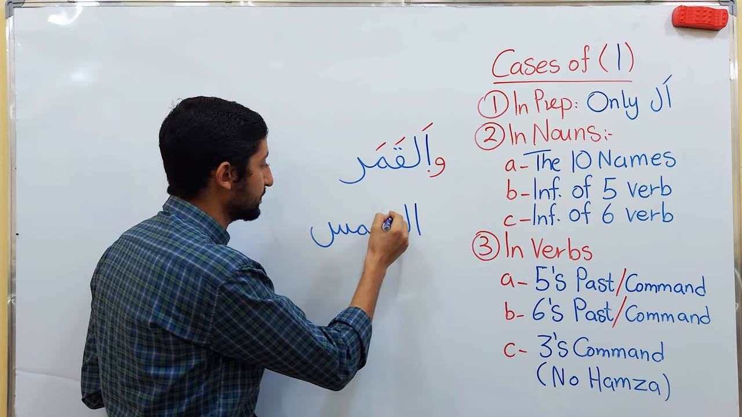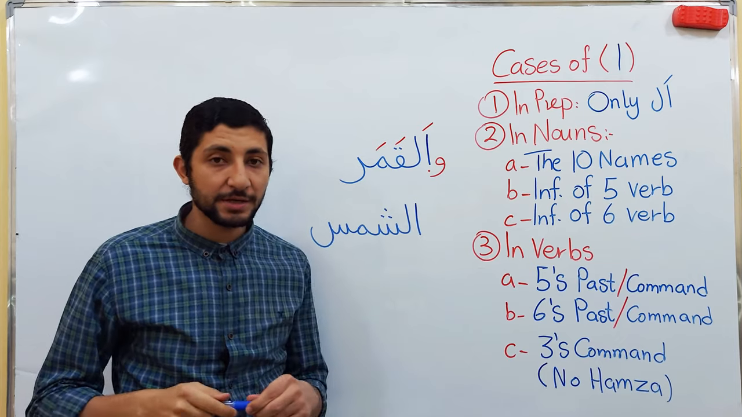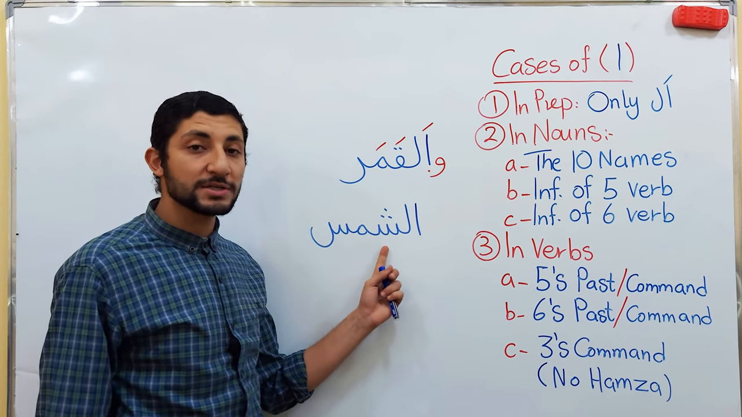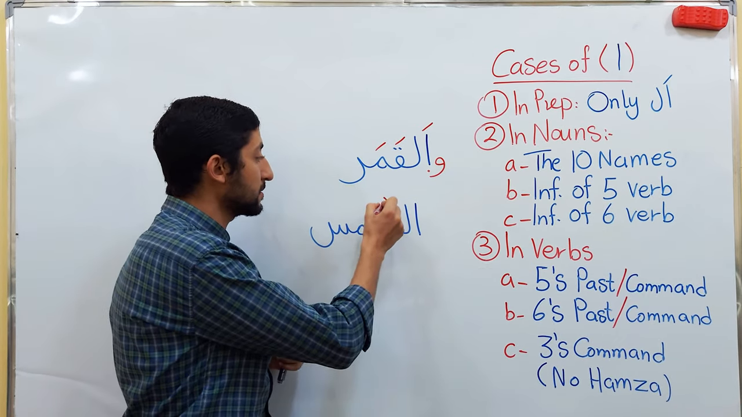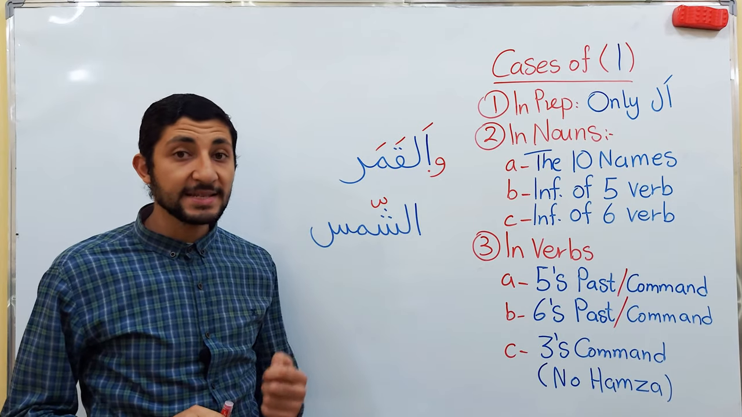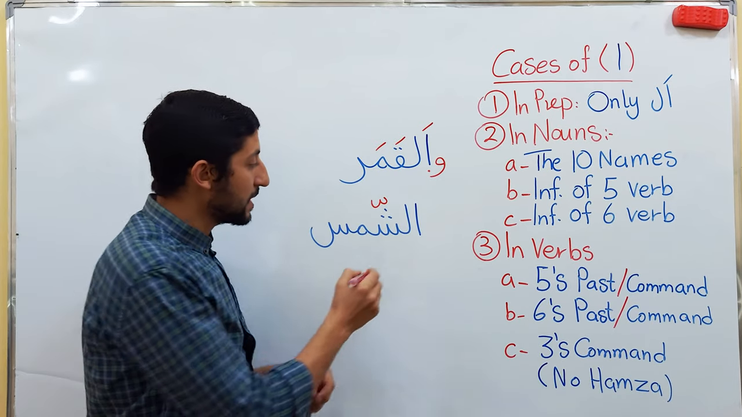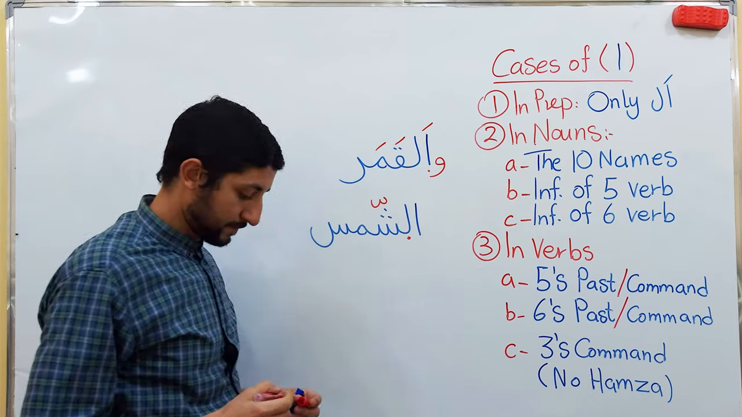الشمس. What will happen here? First, this first letter will be duplicated. We will add شدة here. And second, this lam will be silent.